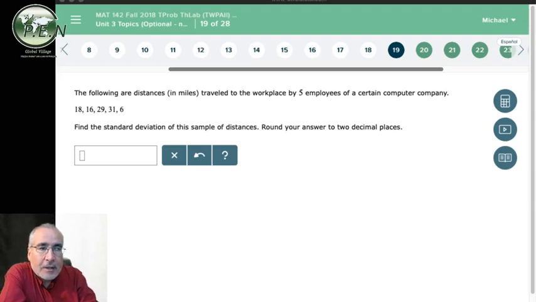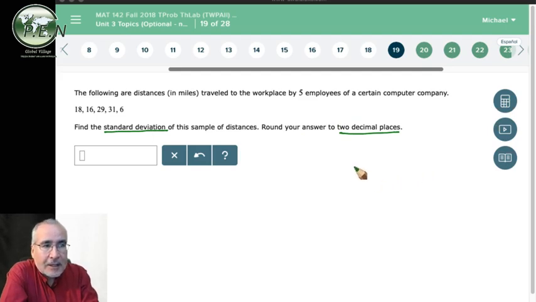Okay, question number 19. Again, coming to the end, this one asks us to find the standard deviation of the sample distance and round our answer to 2 decimal places. If you've got the TI calculator, TI-83/84, it'll do this for you. Some of you I've shown, as we've worked through this in class, and that's one of the benefits of coming to class.